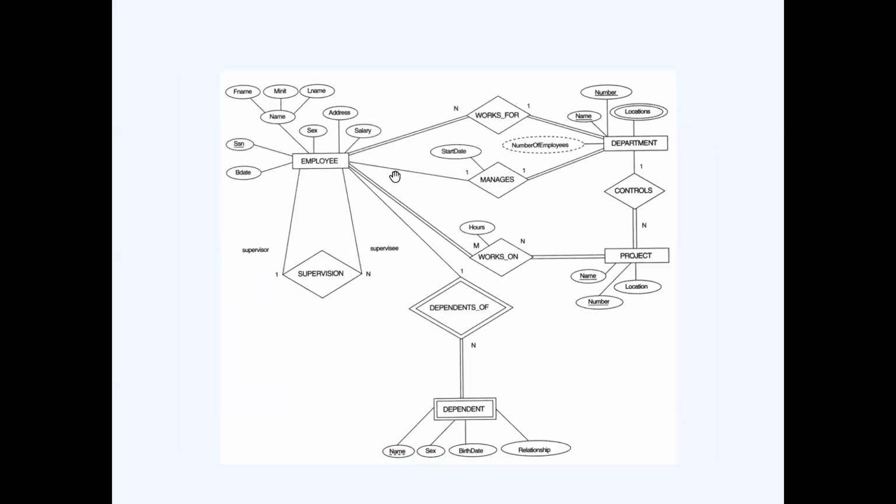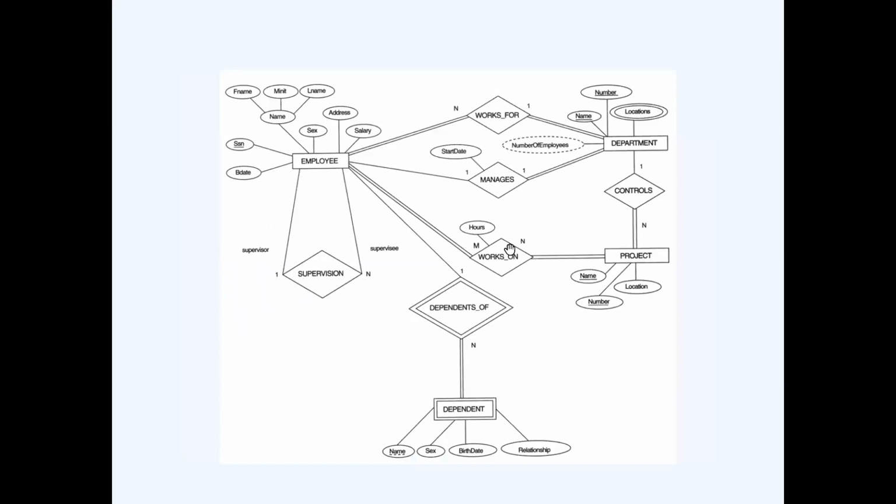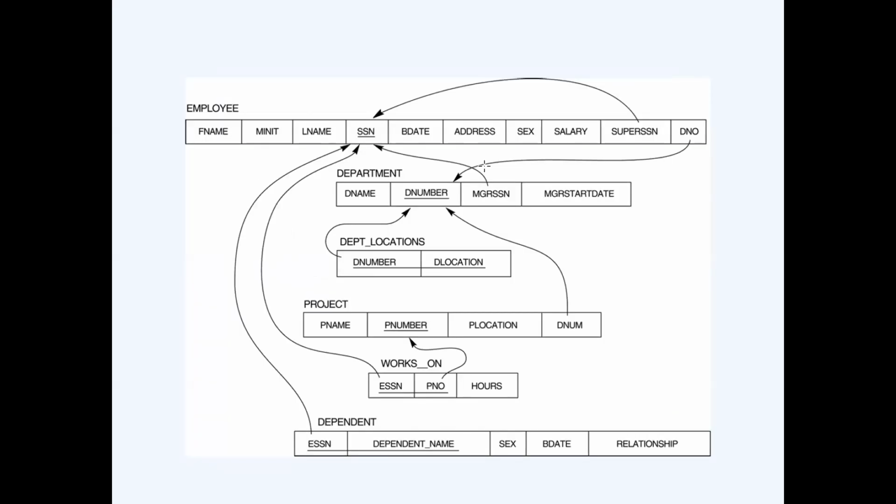Then we map one-to-one relations. So employee manages department. This is total participation. On this side, we take the employee number and put it on the department side. So if you go to department, you can see manager social security number, which makes the connection of managing the department. We also include manager start date, because there was a start date, and we need to map it here.